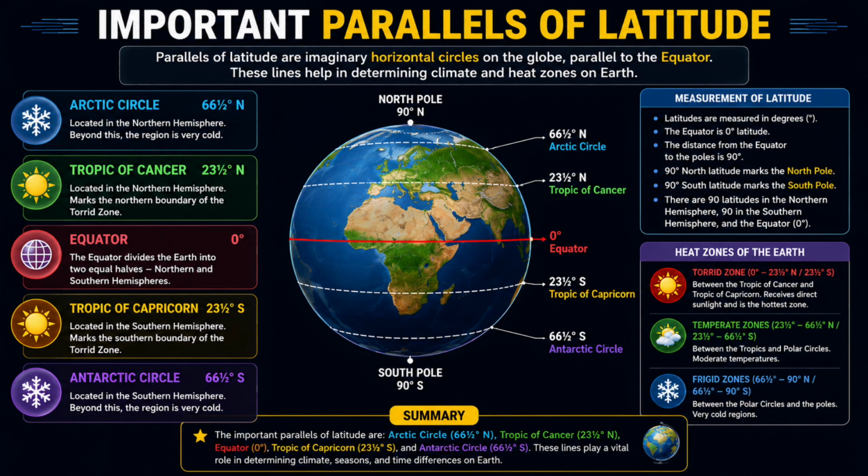Next, we will learn about important parallels of latitude. Equator 0 degree, Tropic of Cancer 23.5 degrees north, Tropic of Capricorn 23.5 degrees south, Arctic Circle 66.5 degrees north, Antarctic Circle 66.5 degrees south. These important lines help us understand climate and heat zones on Earth.